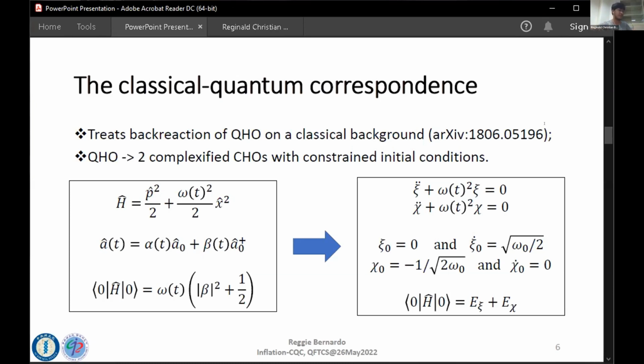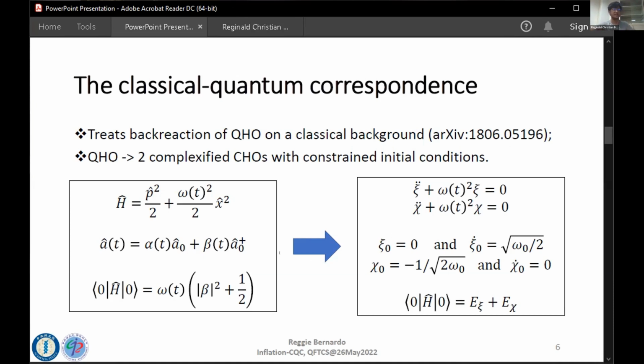It's been around since 2018, and it's similar in spirit to the Bogoliubov coefficients. And in fact, there is an exact translation from that to the classical quantum correspondence that is expounded in this seminal work.